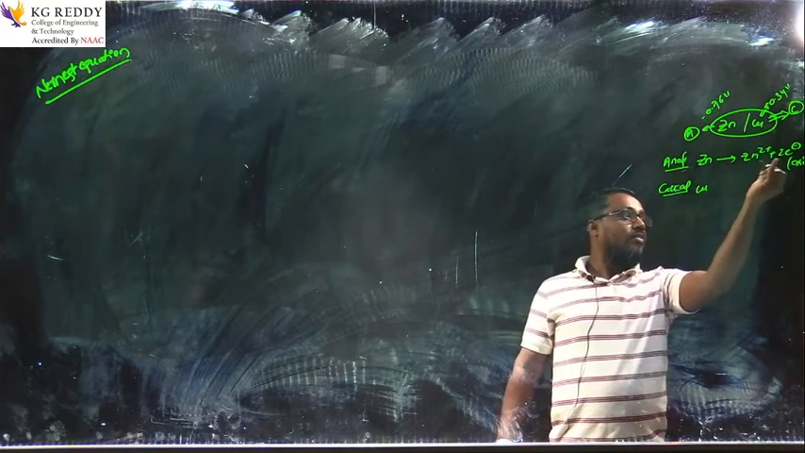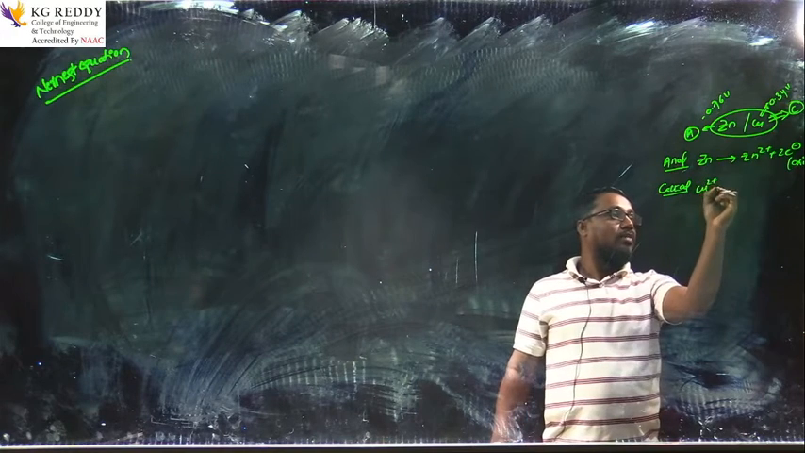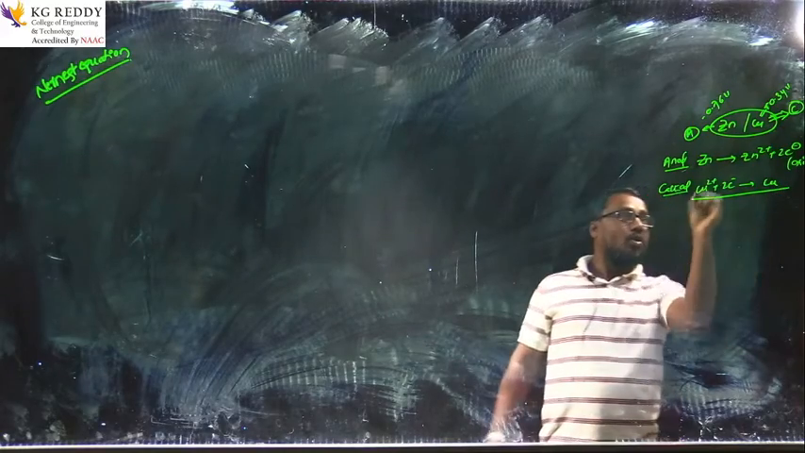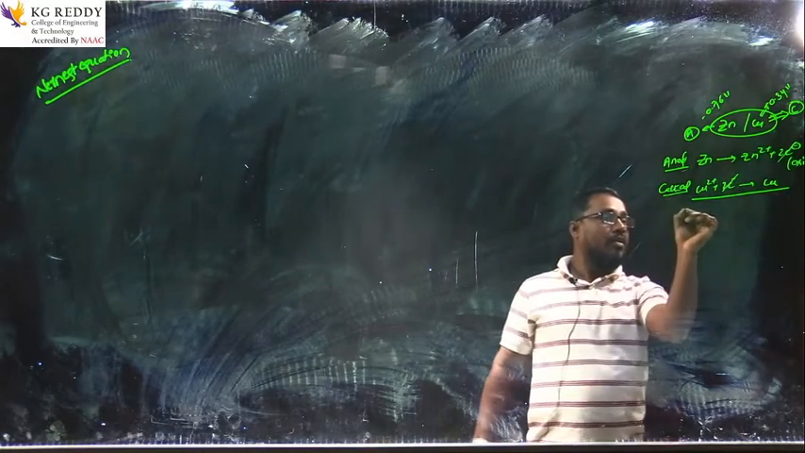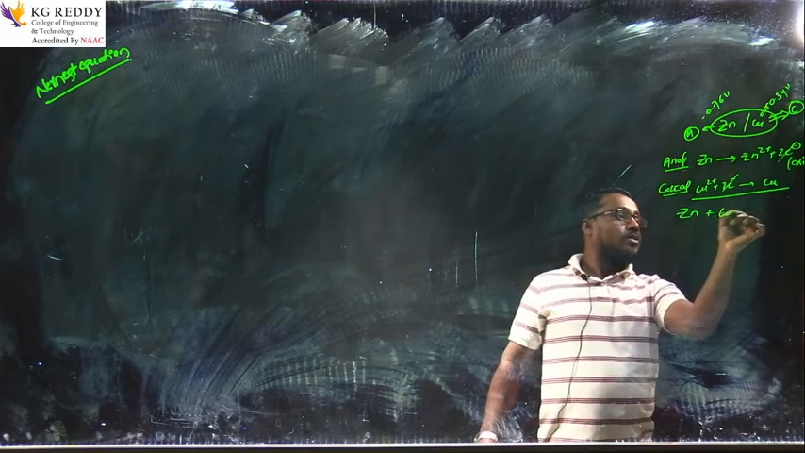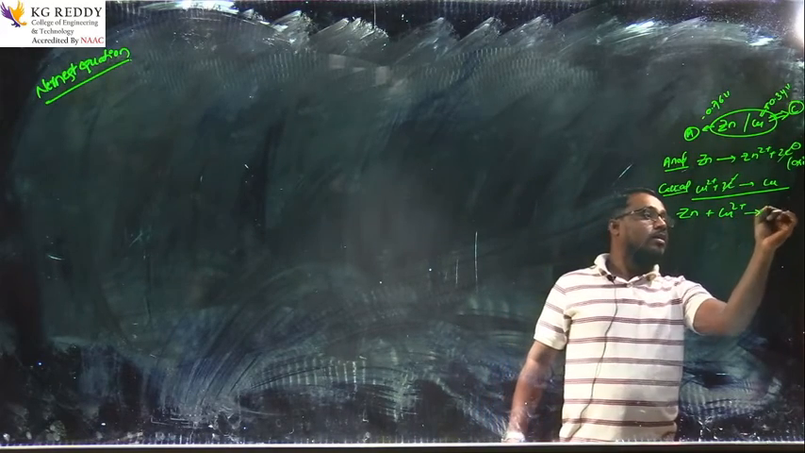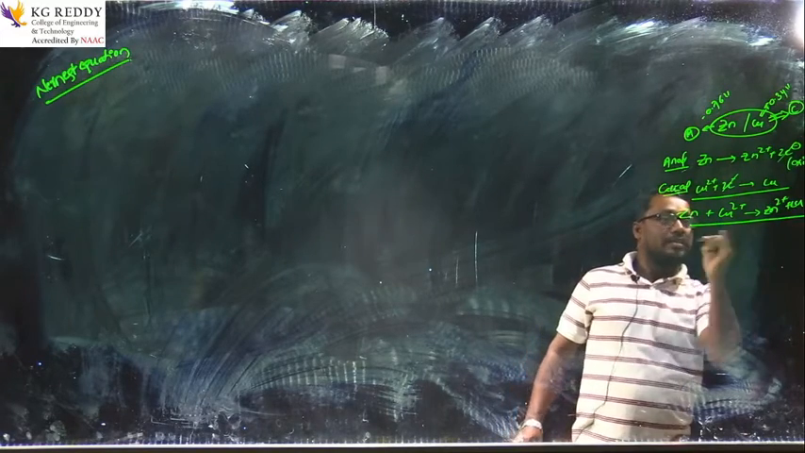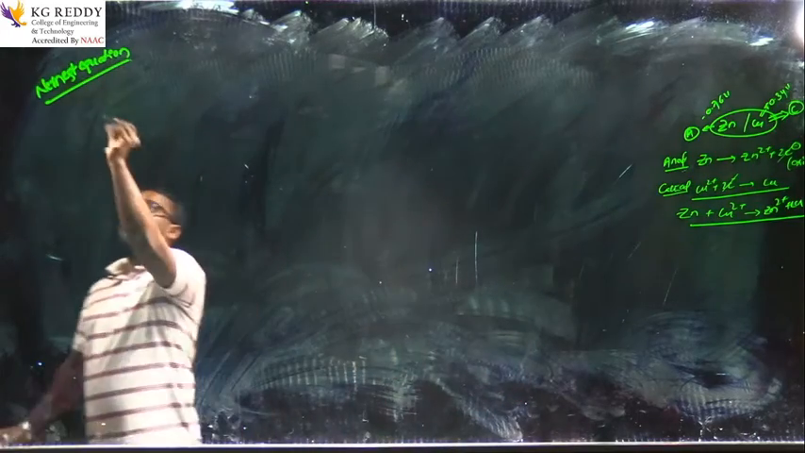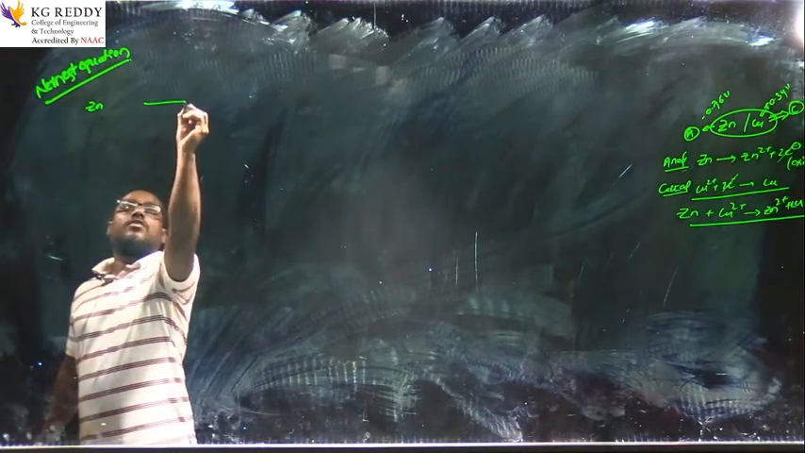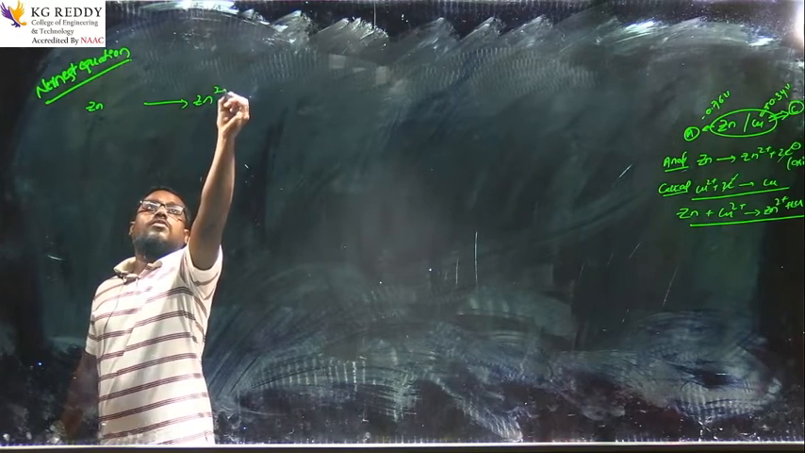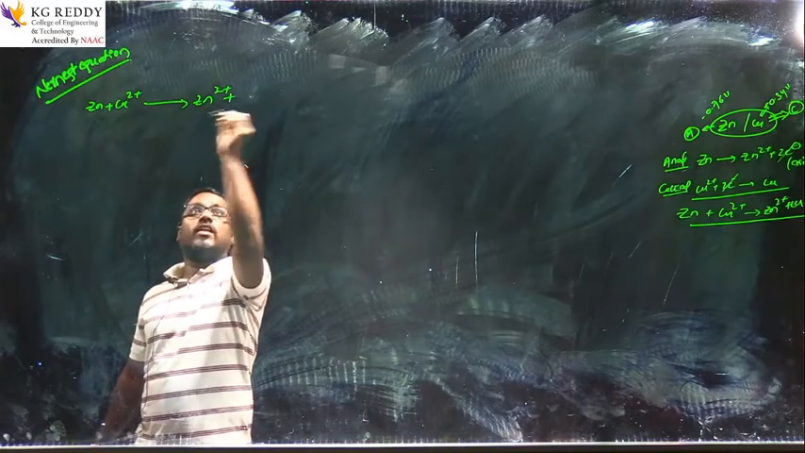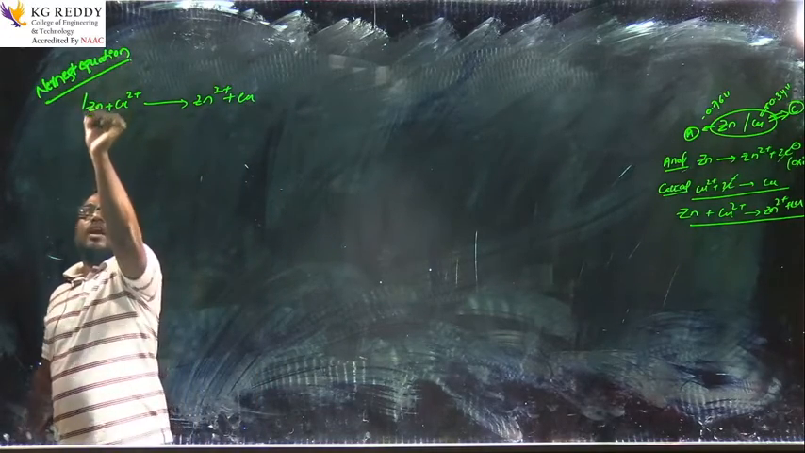Whatever electrons are released from the anode will be gained by the cathode. So Cu2+ plus 2 electrons becomes copper. If you write the overall reaction, these two electrons cancel, and we get zinc plus Cu2+ giving Zn2+ plus Cu. This is the overall reaction. Zinc undergoes oxidation, and copper undergoes reduction, which gains electrons and forms Cu. This is one reaction.